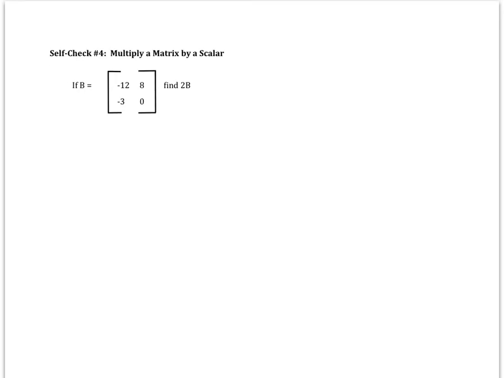Finally, we have self-check number 4. In this self-check, you will multiply a matrix by a scalar. If B equals this matrix, then find 2 times B. Be sure to show your work and your answer matrix on the back of your note page and your answer on your online form to submit to me.